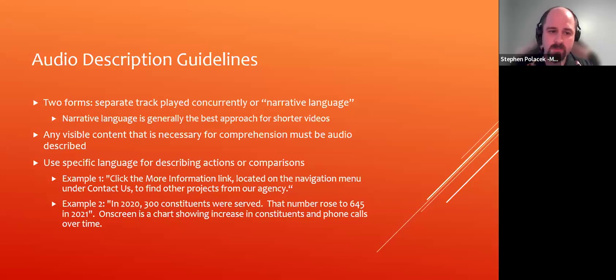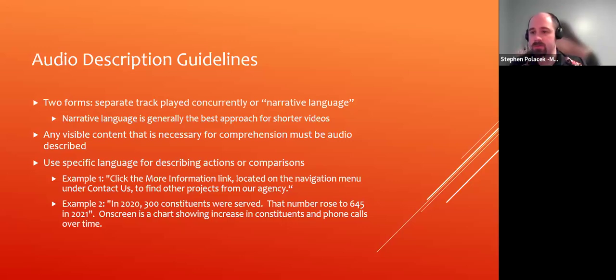Example two: in 2020, 300 constituents were served. That number rose to 645 in 2021. On screen is a chart showing increase in constituents and phone calls over time. This came from another example that's very similar, where you have, let's say, a line graph on screen that shows a change in the number of constituents that an agency has helped over the course of, let's say, 5 years.